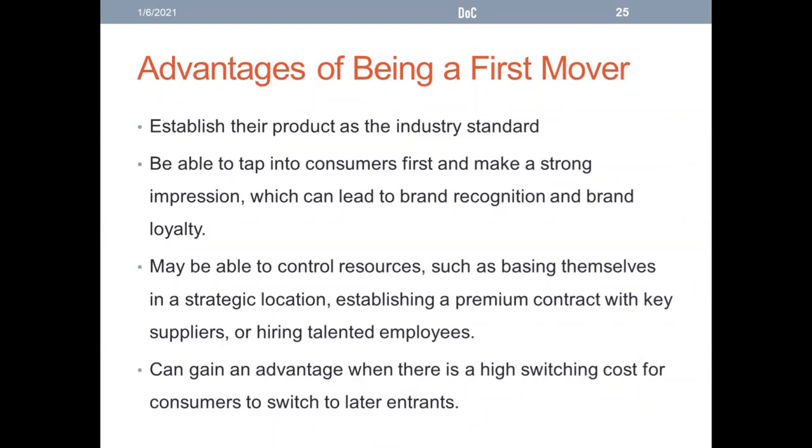Right, so you can read this one. As explained before, they establish their product as an industry standard, so they can make the standard, right? In Sri Lanka, any example who took the first mover advantage? Uber. Yes, that is right.